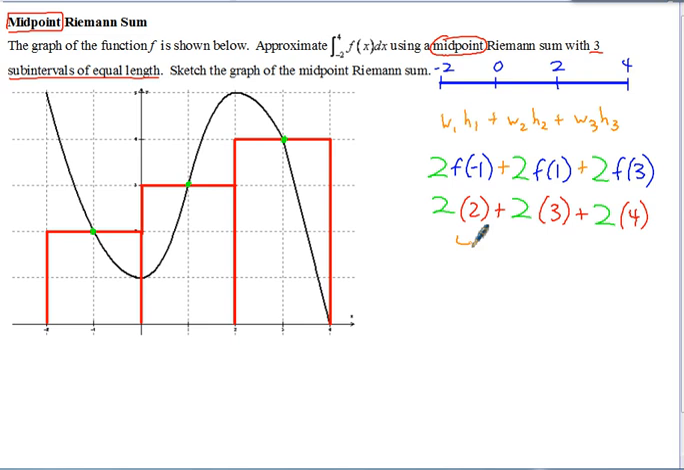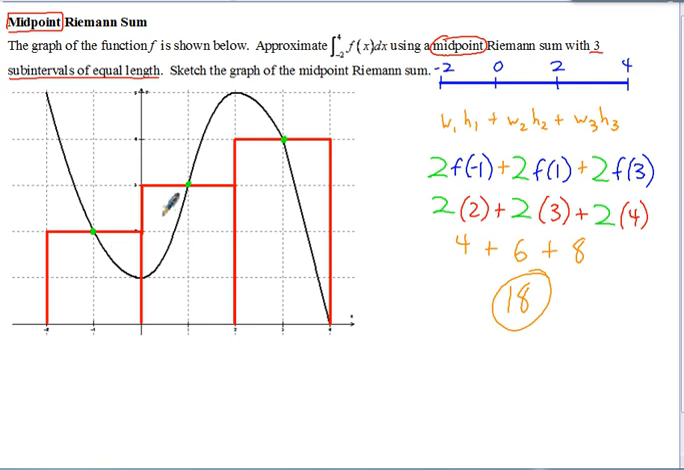So 2 times 2 is 4, there in the first rectangle, plus 2 times 3 is 6, plus 2 times 4 is 8. Add those up gives you 18 as an approximation. So on this one, it's a little hard to tell whether it under or overestimates. You can see this rectangle underestimates this section, but it overestimates this. So it bounces out a little bit.